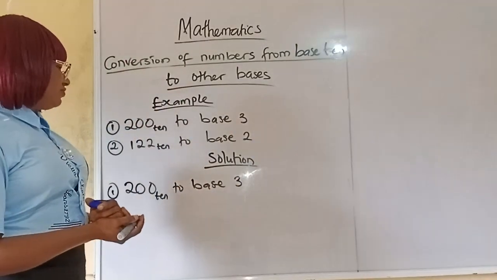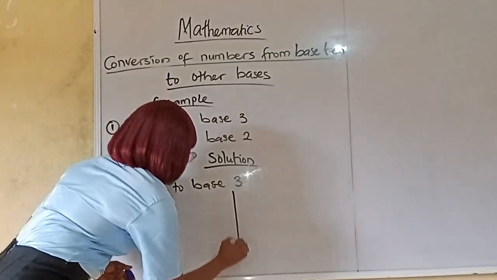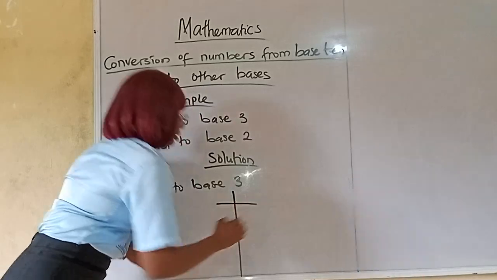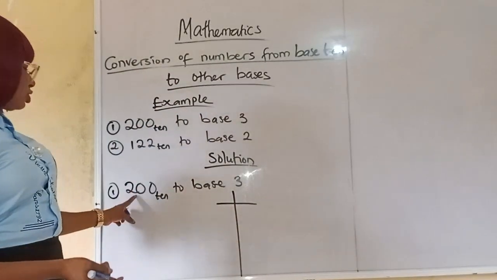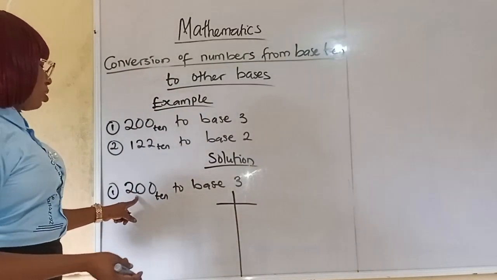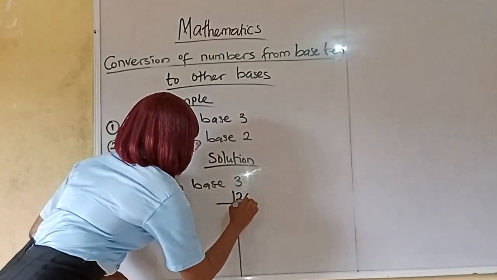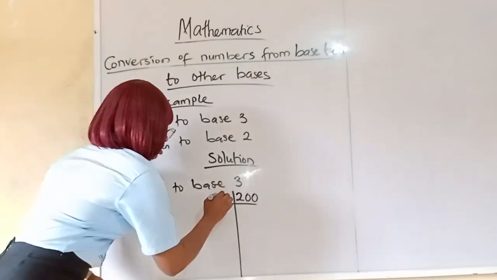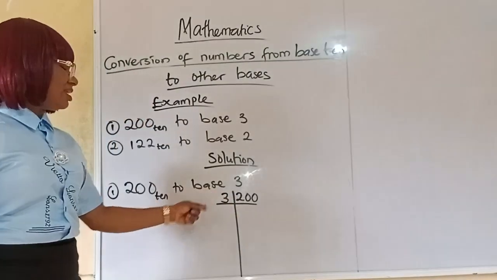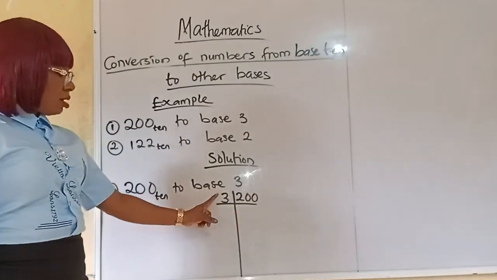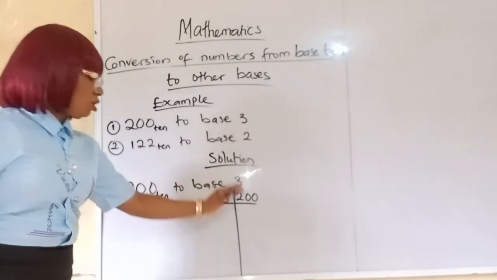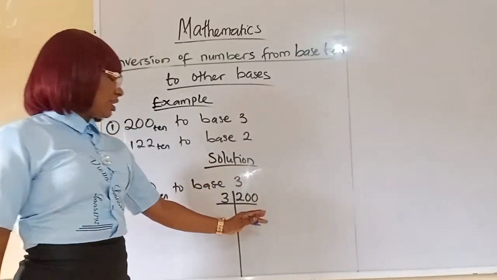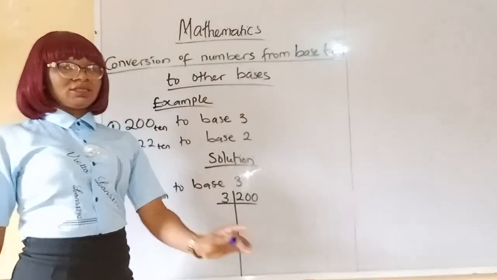To do the long division method, we draw a line that way. Our 200 that we are asked to convert will be here, 200. And then the base we are asked to move it to will be here. So we will repeatedly divide 200 by 3 to see what we have at the end, also taking note of the remainders.